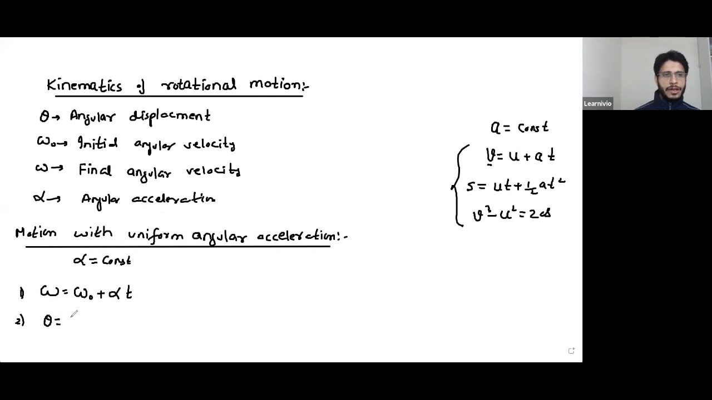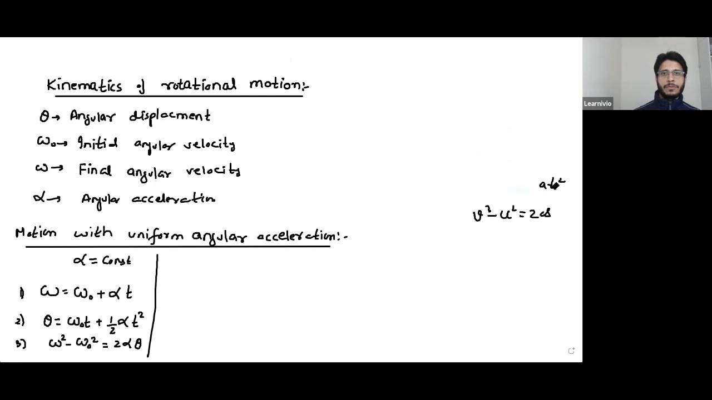Or you can write theta as omega naught t plus half alpha t square. That's the second equation. We can derive even the third equation, which is omega square minus omega naught square is twice alpha theta. Instead of v, I'm writing omega. Instead of u, I'm using omega naught. Instead of a, we have alpha. Instead of s, we have theta. So these are the equations.